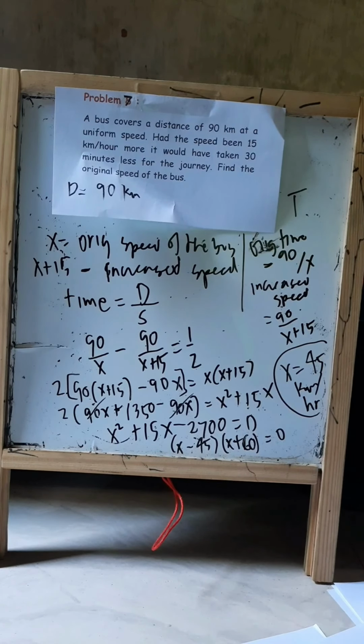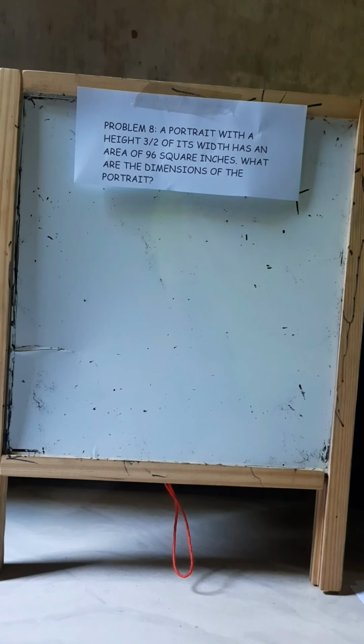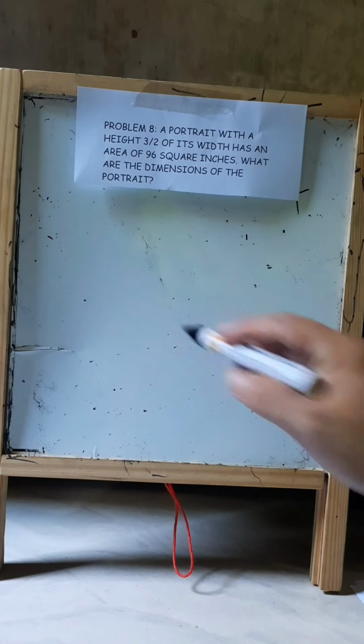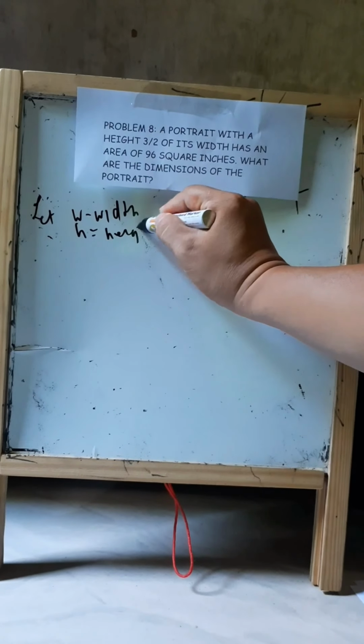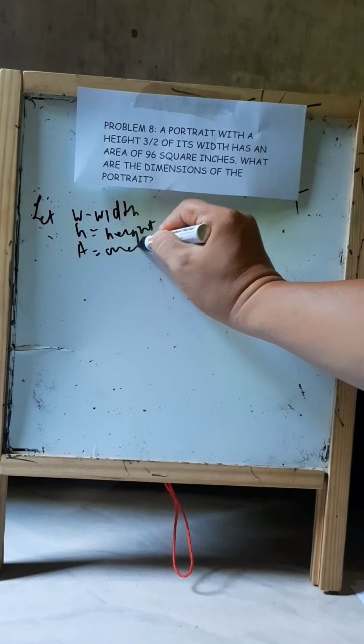Let's proceed to number 8. A portrait with a height 3/2 of its width has an area of 96 square inches. What are the dimensions of the portrait? Okay, this involves a portrait. Let W be the width, H the height, and A the area.